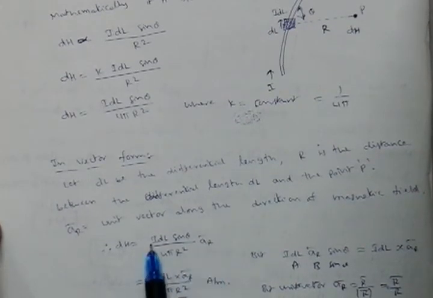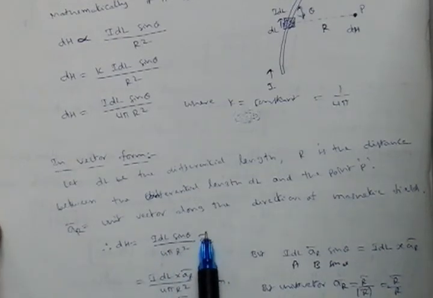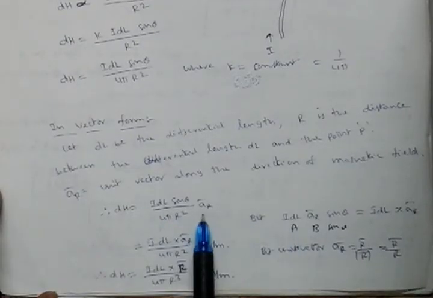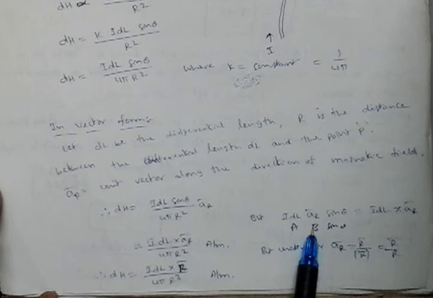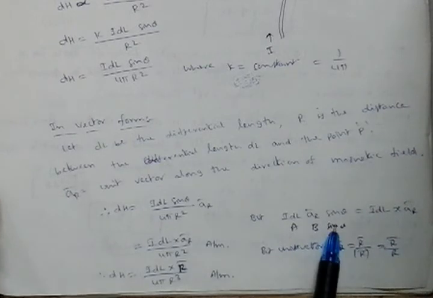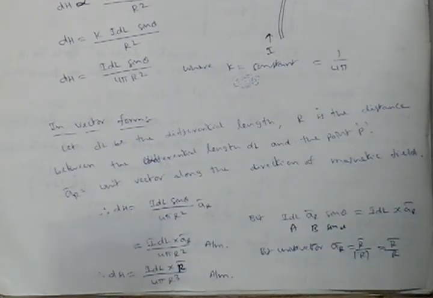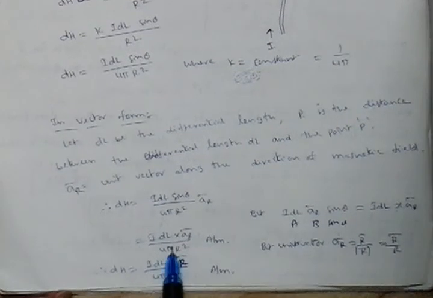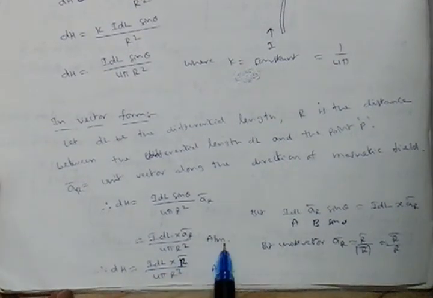Here I dl sine theta ar can be replaced by one more term. Let's see how this can be represented. I dl is nothing but a, assume, and ar bar is nothing but b. Sine theta is the same. As per vector algebra, we know a bar dot b bar is ab cos theta, and a bar cross b bar is ab sine theta. This looks the same as ab sine theta. So this is replaced with I dl cross ar bar. Therefore dH is I dl cross ar bar divided by 4 pi r square, ampere per meter.